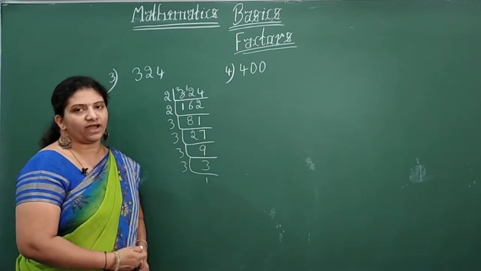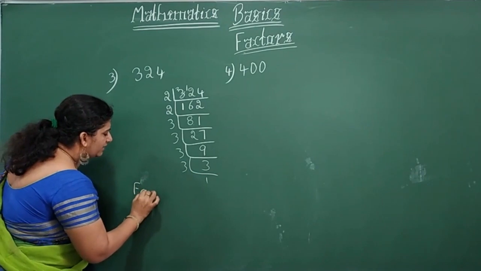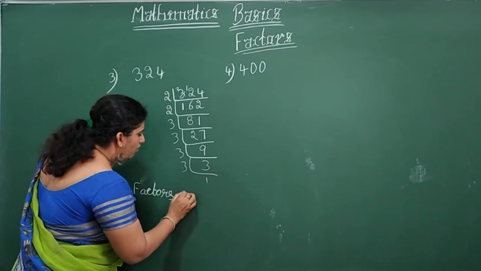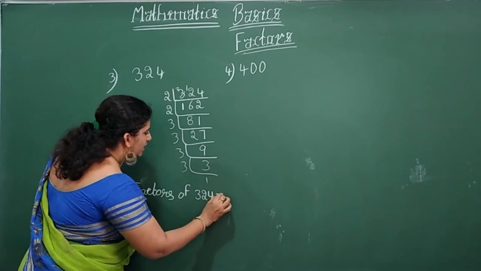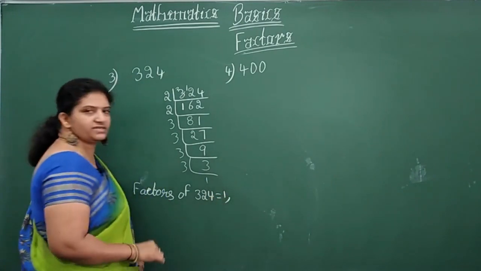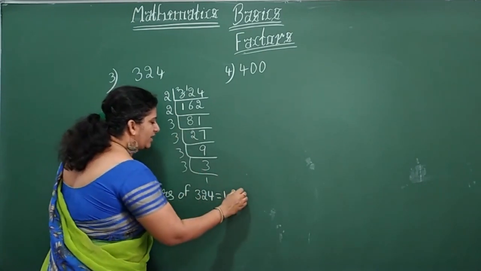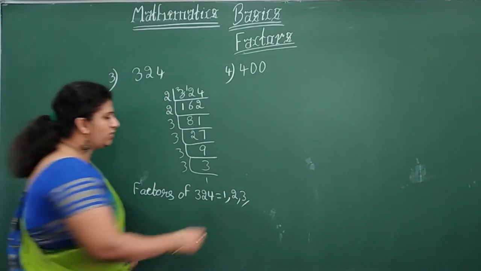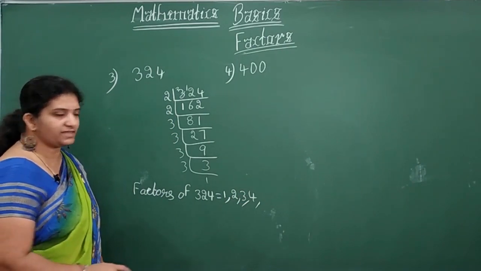Now, children, write the factors of this number. What are all the factors? You write here. Factors of 324 is equal to, say me all the factors here, children. 1 and next. Is there any way 2? Yes. Is there any way 3? Yes. 4. 4 not there, but 2 into 2 is 4, no? So I can write 4 is a factor.